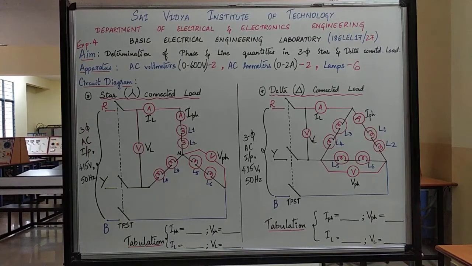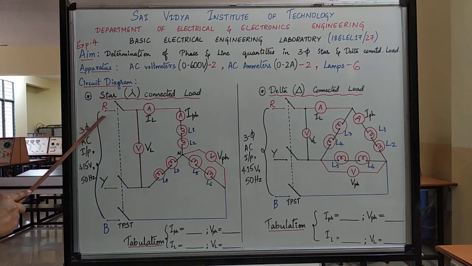Now that we have learned what is a star connected load and what is a delta connected load, and the theoretical equations for line voltage, phase voltage, line current and phase current, let us learn how the circuit is made up, and then let us learn how to connect the circuit practically. So first let us start with star connected load.